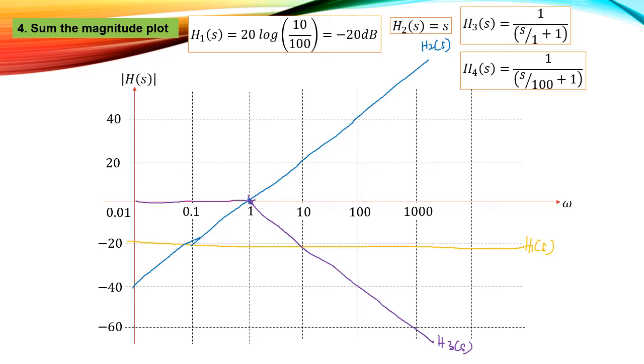And then H4, you have a pole at 100, so mark 100. So it's 0 until 100, and then a negative 20 dB slope down there. Okay, so this is H4. So in order to sum them up, you need to look at point by point and total the magnitude of the components crossing at the same omega. Okay, look at the first one.